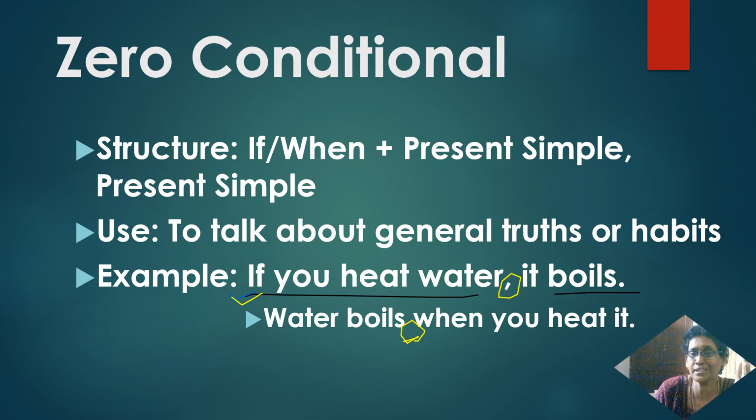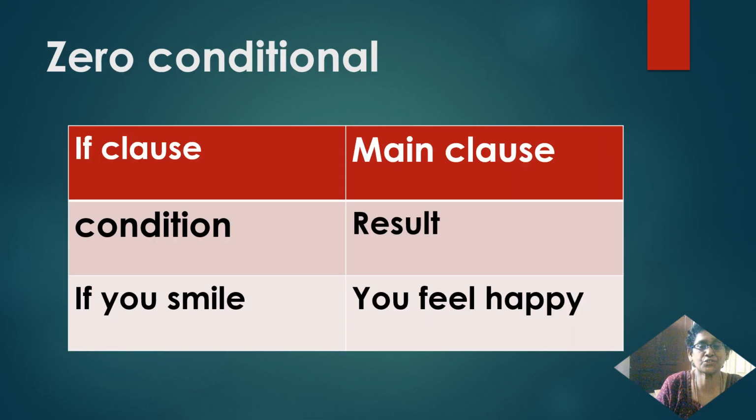So please, you have to understand the structure as well as the punctuation. Is it clear? So we are looking into the zero conditional. We already know what we have under if clause and what we have under main clause. Under if clause we have the condition and under main clause we have the result. For example, if you smile, don't you feel happy? If you smile, you feel happy.